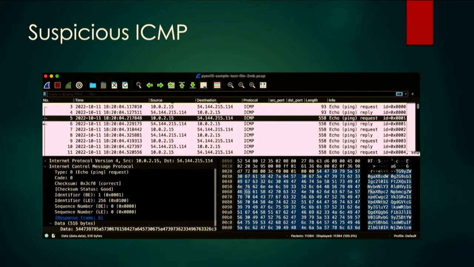This is what a suspicious ICMP looks like. It's just a bunch of base64 or whatever encoded data in there. Obviously, this is odd.